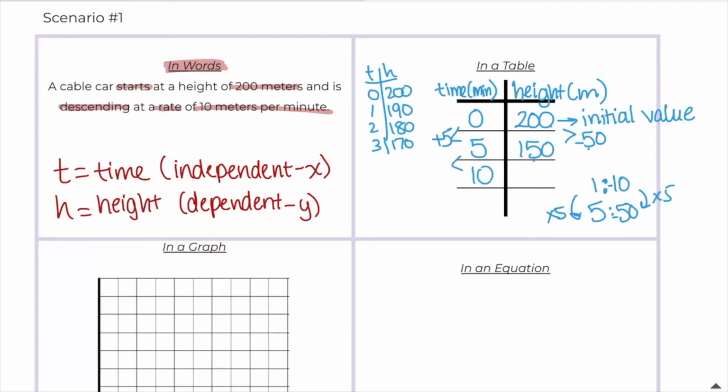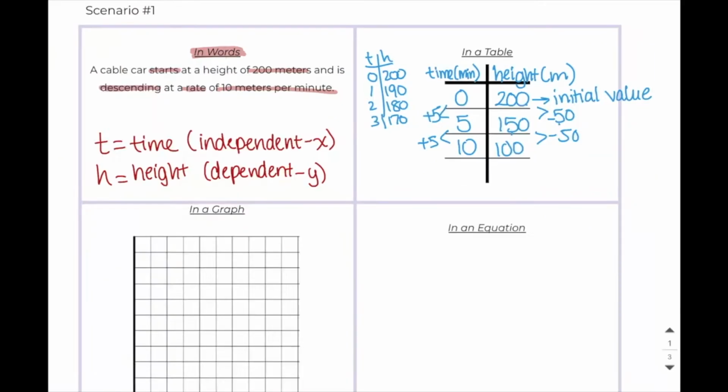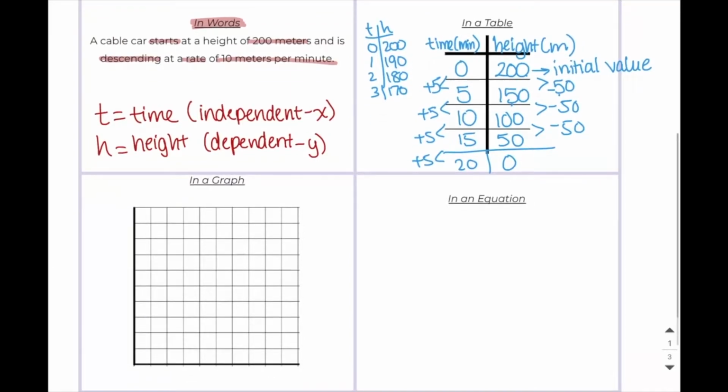After 10 minutes, another 5 minutes have passed, so it would go down by another 50. So this would be 100. And then after another 5 minutes, we would be down another 50. So this would be at 50. Another 5 minutes right here. So see how we're being consistent here. We would be at 0. So now we know when the cable car will reach the ground. Okay. All right. So that is our table.